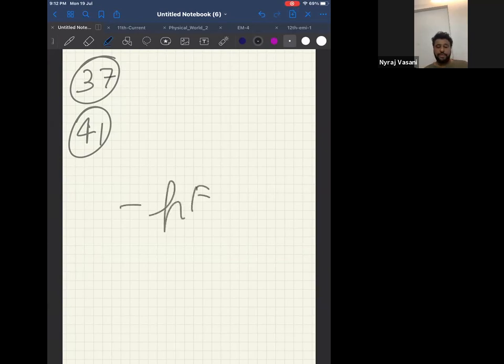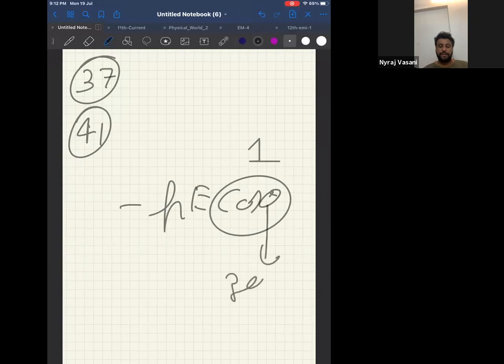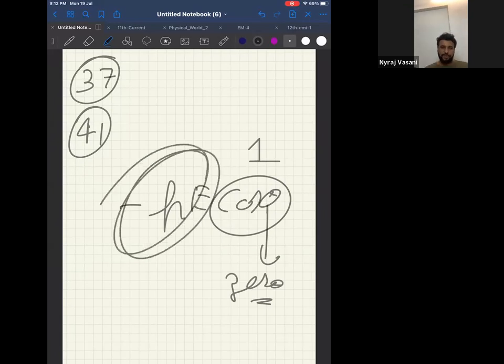Minus PE cos theta is the formula for dipole. When it will be minimum, the whole thing will be 1. That means it should be minus PE. When is cos theta equal to 1? When theta is equal to 0. That is the answer. Therefore, answer will be C, 0, because this will be the minimum value of minus PE cos theta. Got it? 42 take it as homework. 41 answer is C. For 42, take the minimum value.